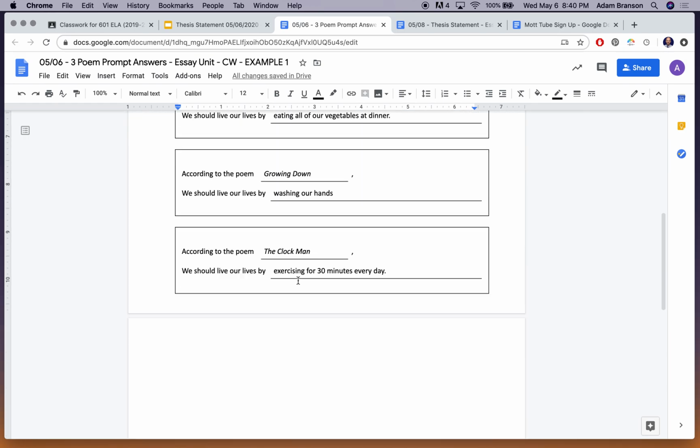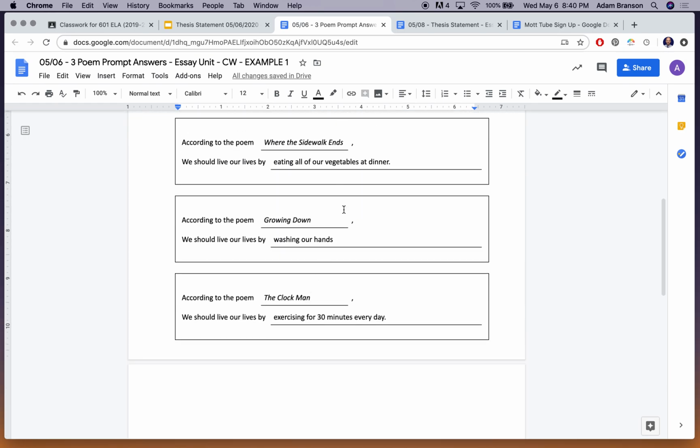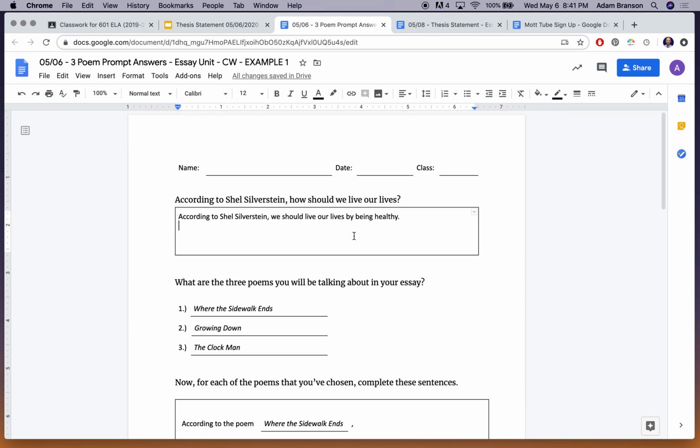Now, you know that these three poems are all the poems we read by Shel Silverstein. They don't have the same exact message, right? One deals with the masks that we can wear. One deals with our perspectives of time. One deals with comparing places and imagination. So they all have something specific that they deal with, but we can make a general overarching answer about how Shel Silverstein thinks we should live our lives. So that's what I'm going to do here.